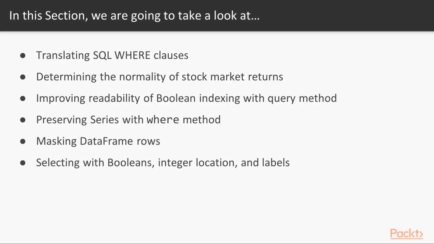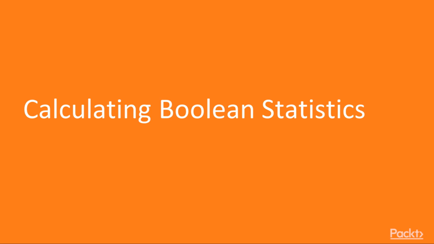Further, we will determine the normality of stock market returns, improve readability of Boolean indexing with the query method, and preserve series with the where method. At the end, we will explore masking data frame rows and selecting with Booleans, integer location, and labels. Let's move to the first video of this section, where we will learn about calculating Boolean statistics.